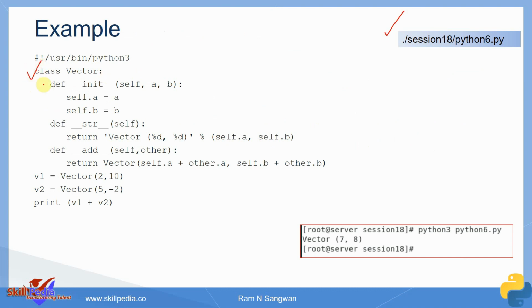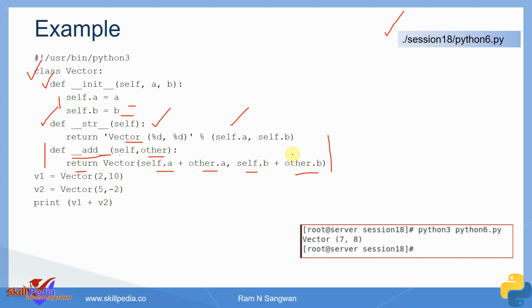So class Vector, initialize, self, A equal to this, B equal to this, define str, self vector, we are displaying the value, but this is the operator overloading. Add, self, other. So what you are passing is, return Vector of self.a plus other.a, self.b plus other.b.